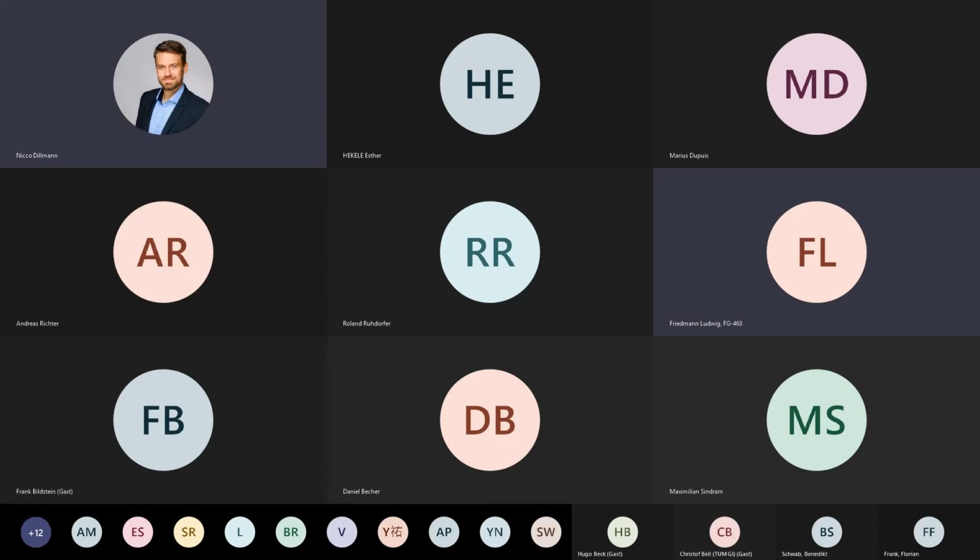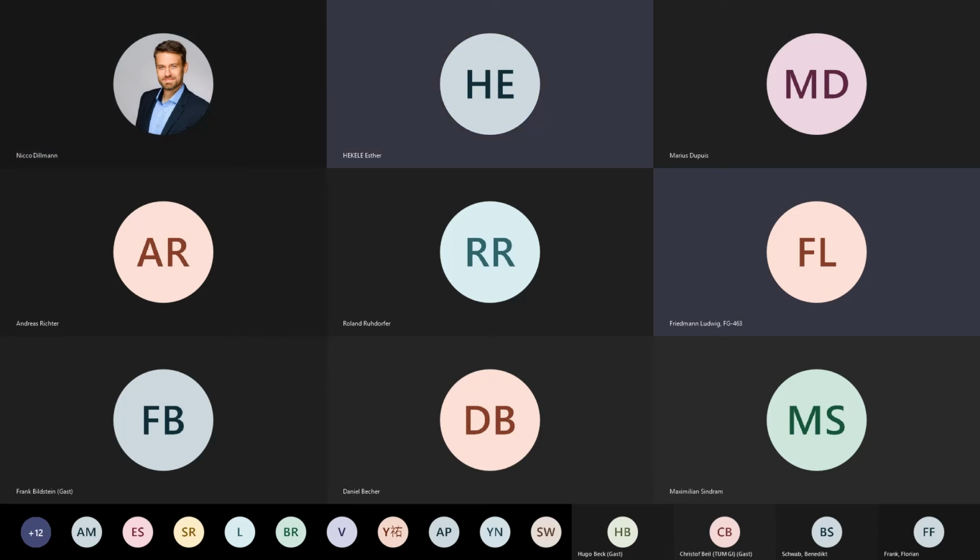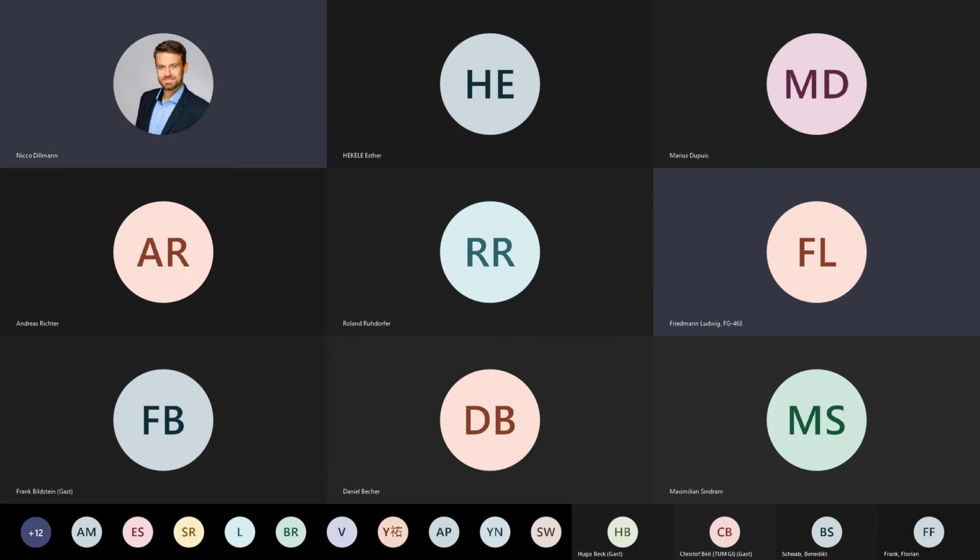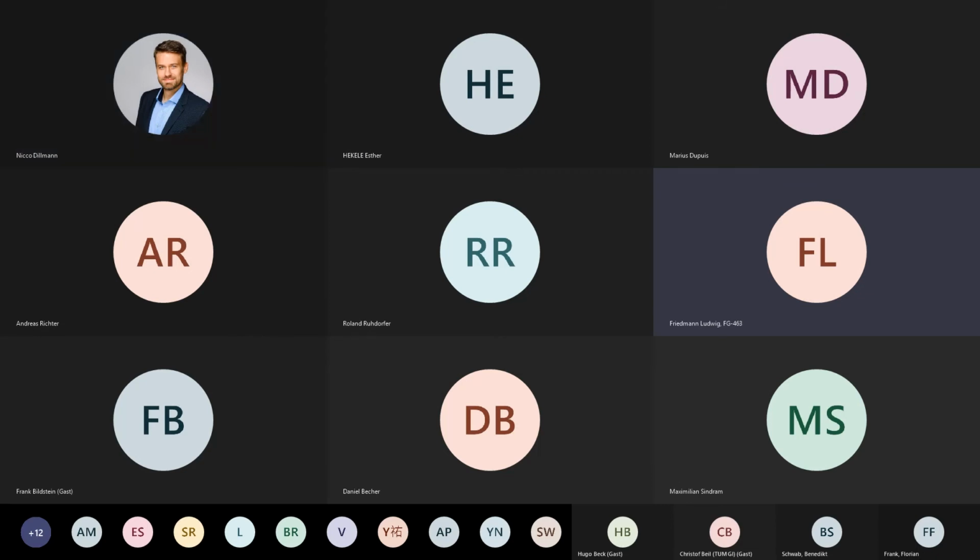So Ludwig, you want to go first? Well, it's basically taking care that the project plan is achieved, and sometimes pushing people a little to complete tasks, to put it friendly.